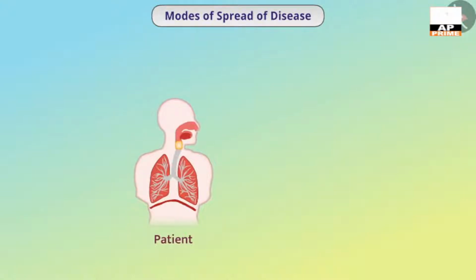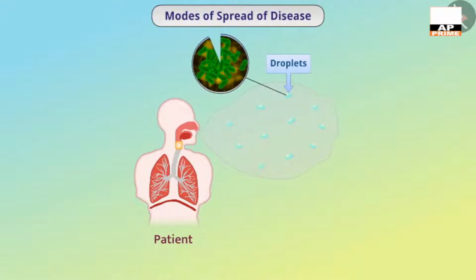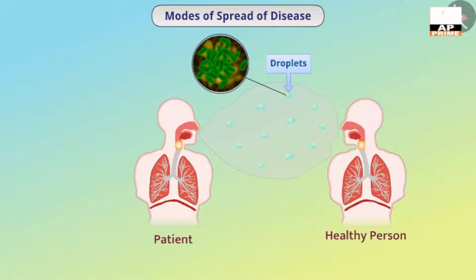When a person sneezes or coughs, some droplets come out of their mouth. These droplets contain microorganisms. In such a situation, if any other person is near the patient, then the droplets enter his body. In this way, these microorganisms infect another healthy person.